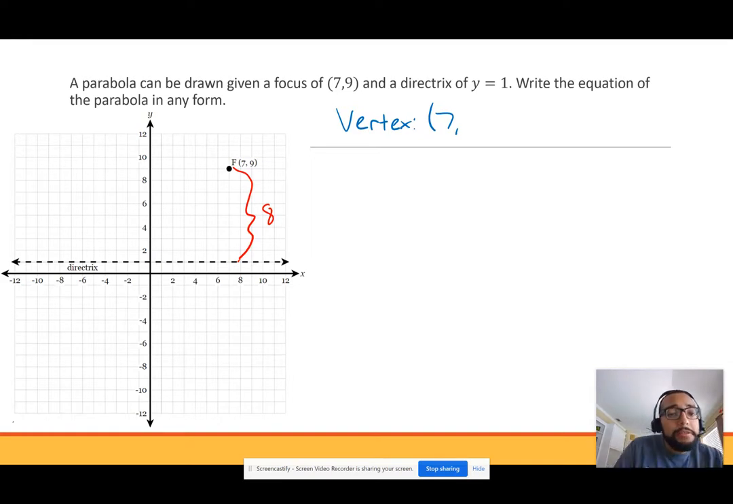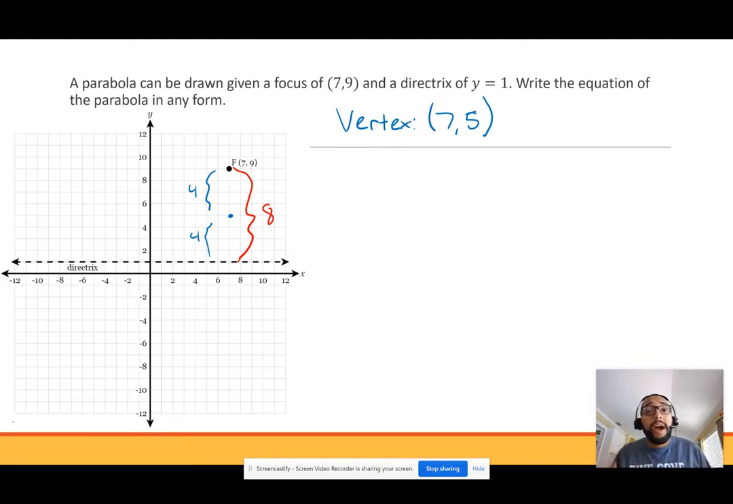So go from your focus and count down 4, or go from your directrix and count up 4. Either way, 1, 2, 3, 4. Wow, that looks bad. That is your vertex. So that is at a value of 7, 5. Again, we plotted our focus and directrix first, found the total distance, and then we found the halfway point, and the halfway of 8 was 4. From there, we plotted our vertex, and we saw the vertex was at 7, 5.